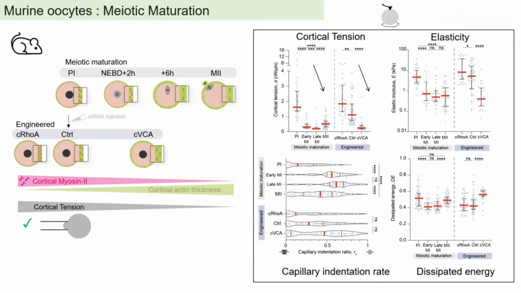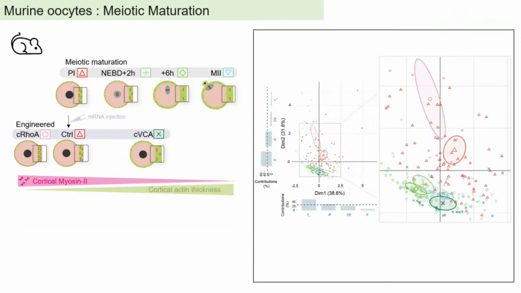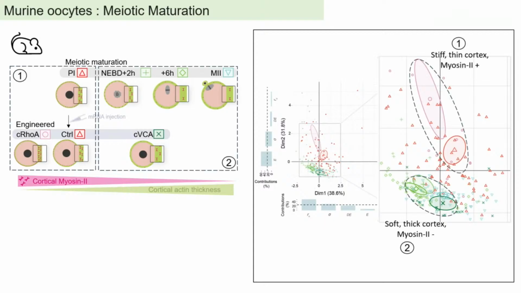I don't have time to detail all of them, so I will directly show you the combination of these four mechanical parameters that we perform through a PCA, principal component analysis. Here on the PCA, each axis represents a combination of these four mechanical parameters, and each ellipse represents an oocyte population. So here, for example, is the CROR, here is the P1 control, here is the NEBD plus 2 hour, etc.